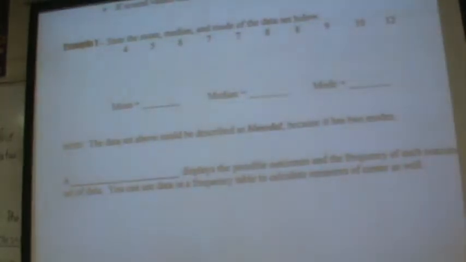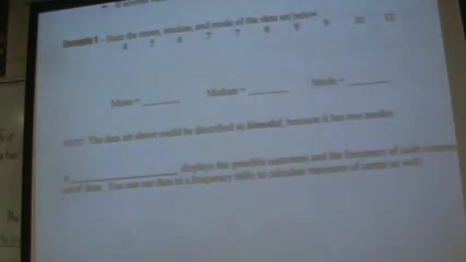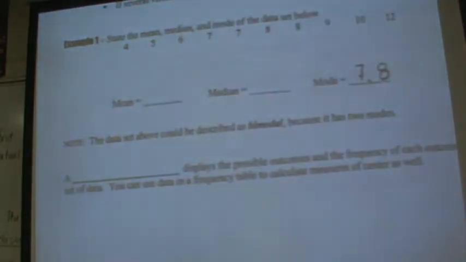So the easiest thing to find without having to do too much is to find the mode. So we're looking for the number that occurs most often in our set. So for this set, what's our mode? 7 and 8, because 7 occurs twice and 8 occurs twice. So our mode is 7 and 8. So for this one, we have 2 modes.